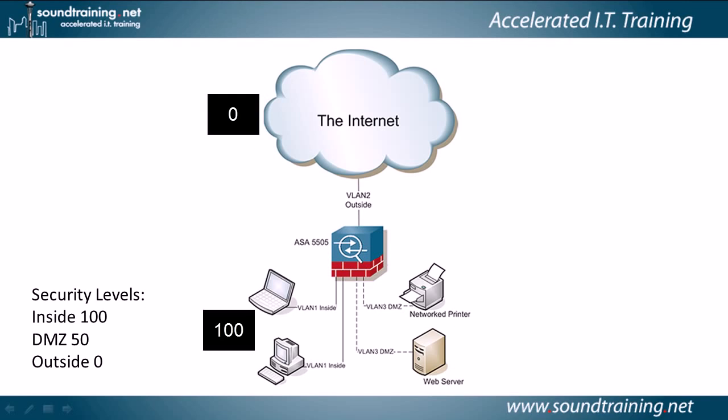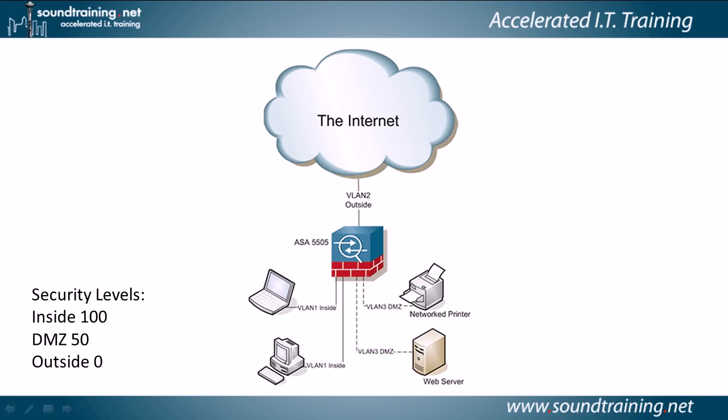Now, you actually assign security levels to interfaces, not networks, but it's easier to talk about assigning them to networks. You'll notice that the DMZ has a security level of 50, and what that means is that traffic can flow from the DMZ to the internet. It can flow from the inside to the DMZ, but it can't flow from the DMZ to the inside.